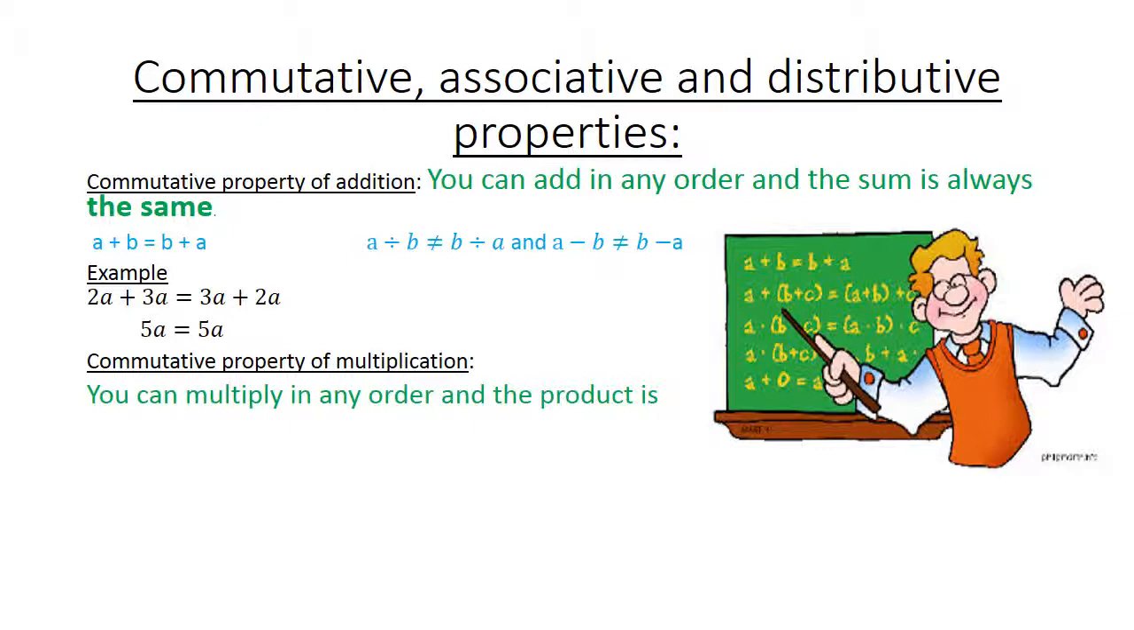Commutative property of multiplication. You can multiply in any order, and the product is always the same. AB equals BA. Example, 2a times 3a is equal to 3a times 2a. 6a is equal to 6a.